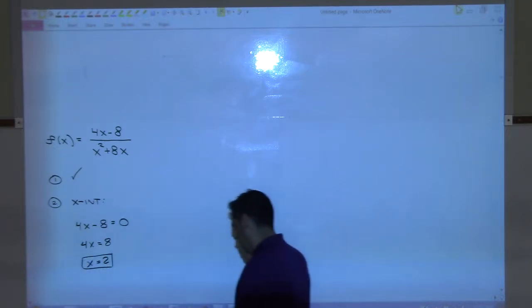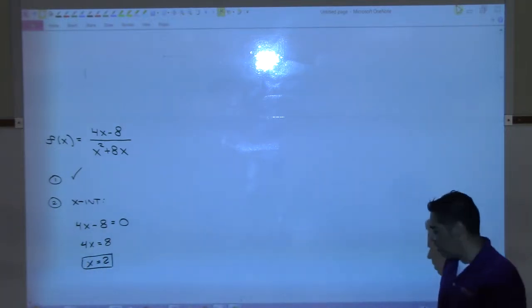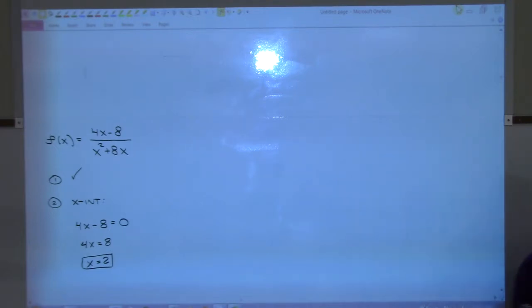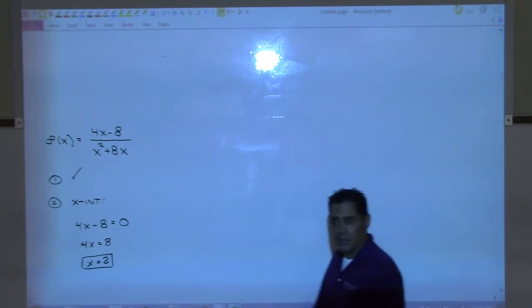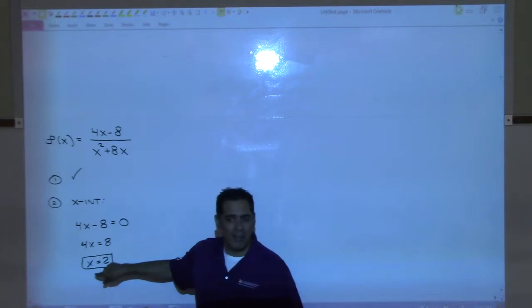Right? Christian, sir. What is that on my graph? X equals 2. What is that going to be on my graph? It's going to be a point on the x-axis. So everyone understand, this is going to be a point on the x-axis.